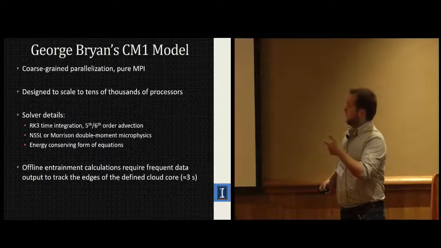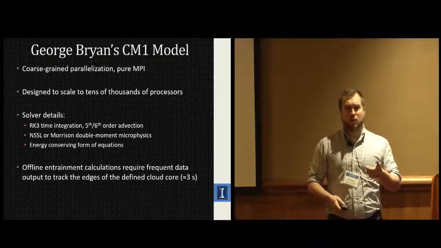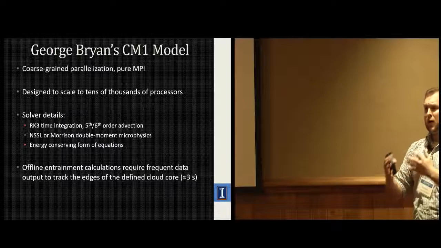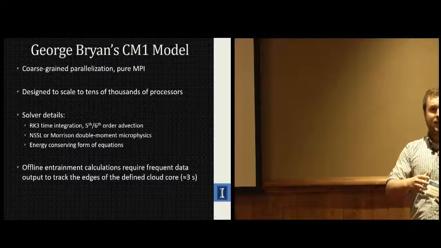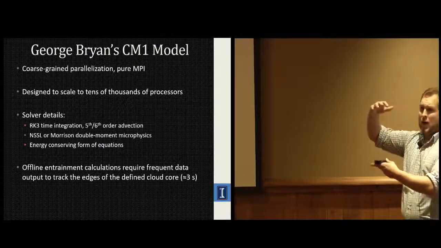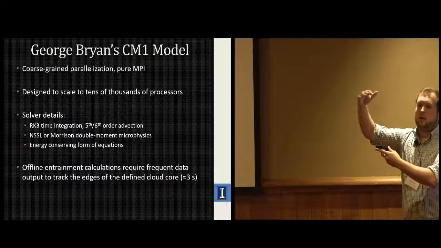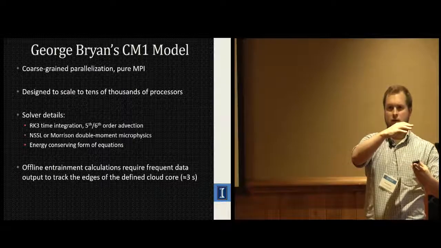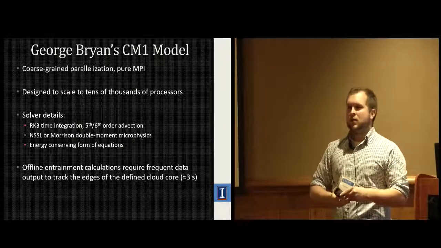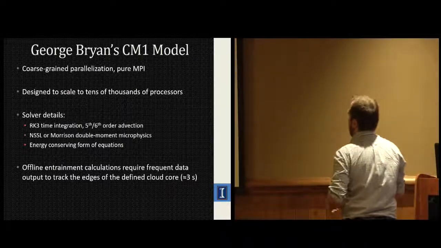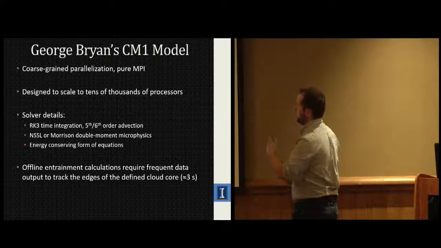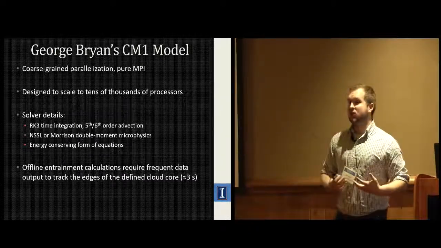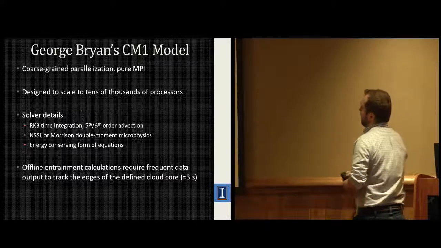We use NSSL or Morrison double moment microphysics, which is a nice upgrade from single moment microphysics, where we only predicted the mass of cloud properties, such as the mass of cloud water or the mass of rain. Now we can also predict the concentration per unit volume of some of these cloud particles. And there's an energy conserving form of equations, which is nice since we're talking about physics. We like to conserve energy.